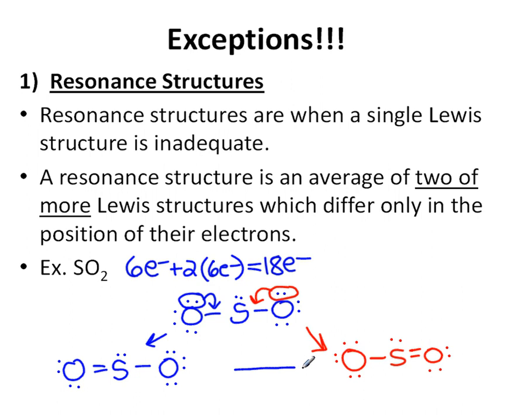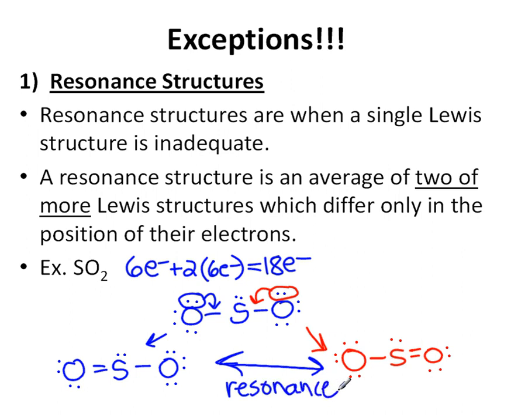So to show their resonance structure, we use a double-sided arrow, two-sided arrow, something like that. Let's make that a little bit prettier for you. It's not the equilibrium arrow, so don't draw the equilibrium arrow in there. It's a two-sided arrow, and this one here shows the resonance.